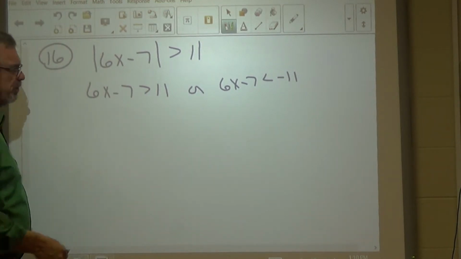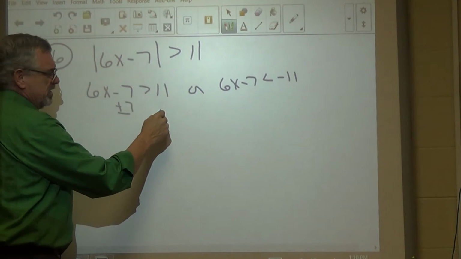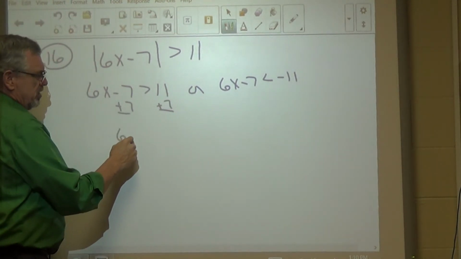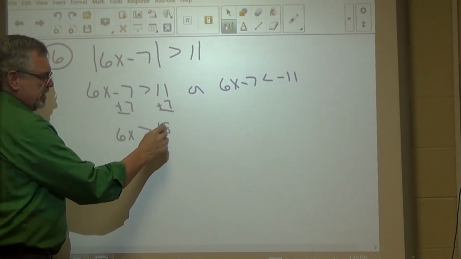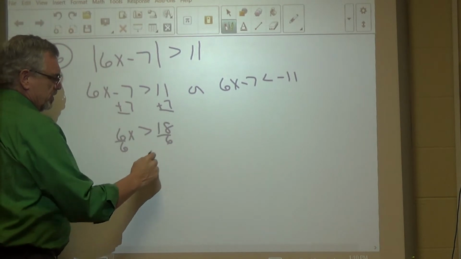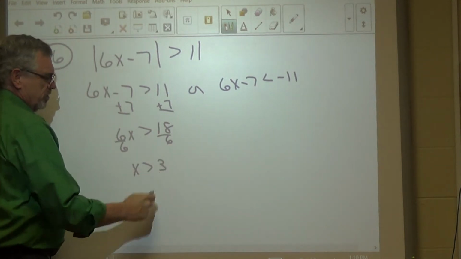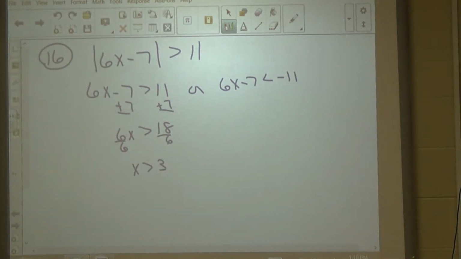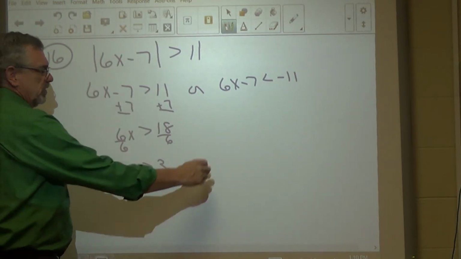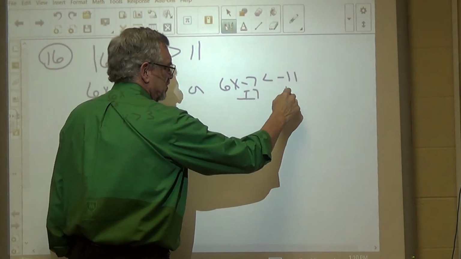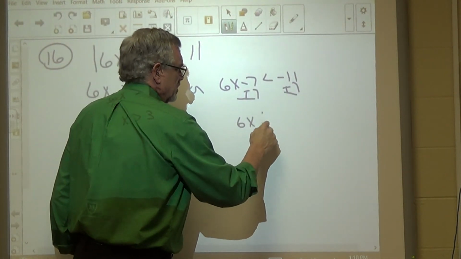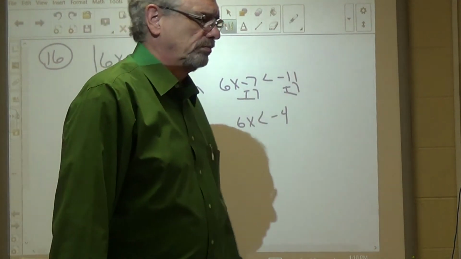So you have to work 2 separate problems. Let's add 7. 6x is greater than 18. Divide both by 6. X is greater than 3. Work the second problem over here. Add 7. 6x is less than negative 4.